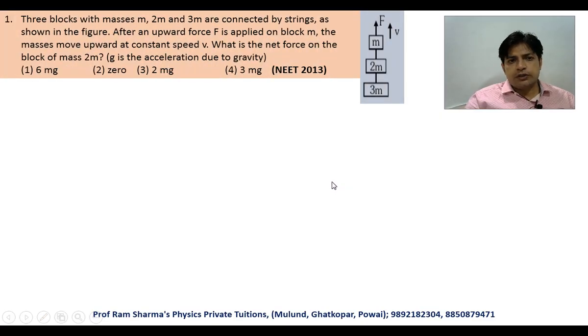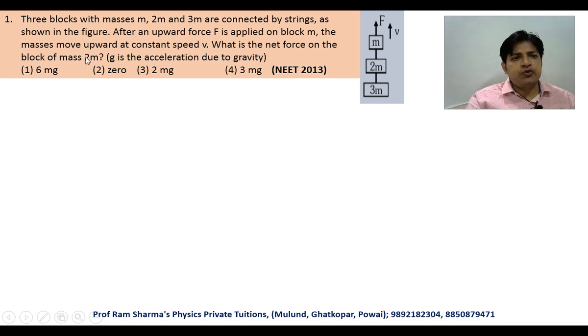Three blocks with masses m, 2m and 3m are connected by strings as shown in the figure. So they have given a diagram also. After an upward force F is applied on the block M, the masses move upward at a constant speed V. Now this is a very important statement that the masses move upward at a constant speed V. This clearly implies that the acceleration of the blocks is equal to 0. Because the blocks are moving with a constant speed, I can say that the acceleration is 0.